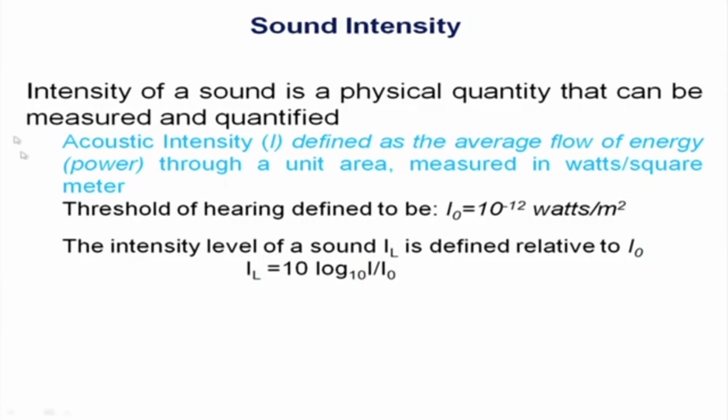Sound intensity is a physical quantity that can be measured and quantified. Acoustic intensity I define as the average flow of energy through a unit area. You can say the power per unit area is nothing but intensity. So, the unit is watt per square meter, and I by I 0 is 10 to the power minus 12.